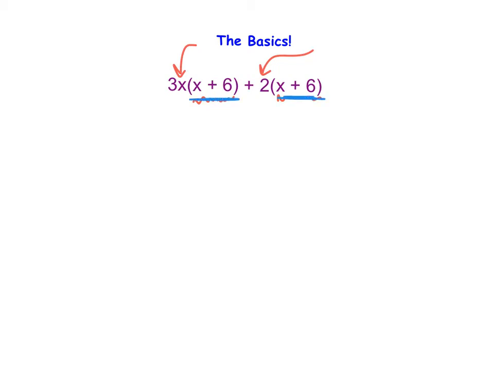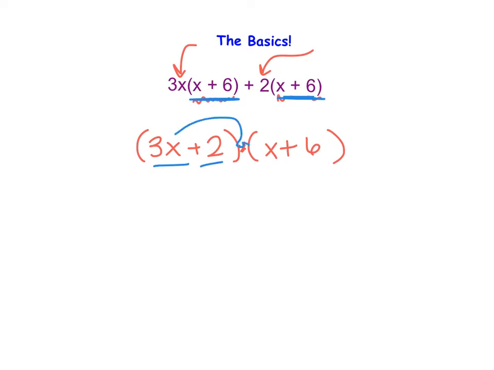As a result, we can group 3x and 2 together, because 3x and 2 are both being multiplied by x plus 6. So this strategy where we grouped things together, we pulled them out in front and said, well, both 3x and 2 are being multiplied by x plus 6. This step here is actually called factoring by grouping, and we're going to use it on the next few slides to factor different types of polynomials than we've seen before.